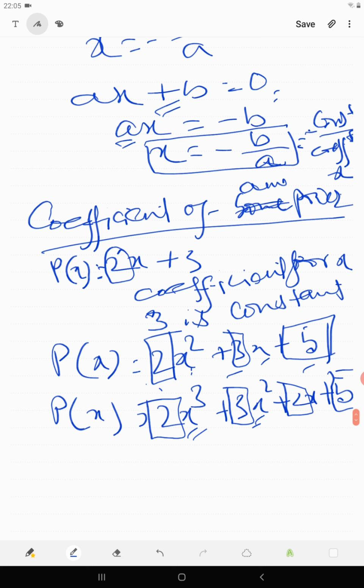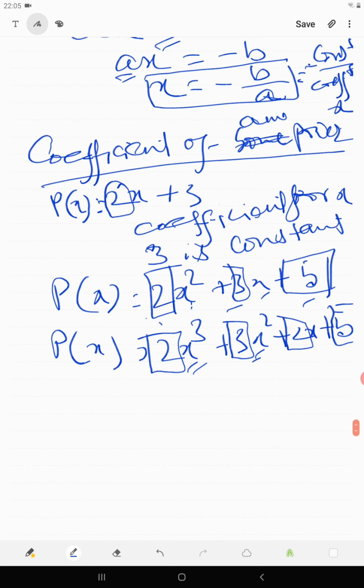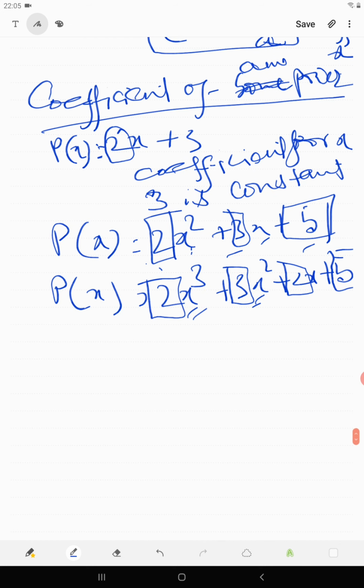Okay, so we have understood what is 0. So 0 is just the solution for which the right hand side of the given polynomial becomes 0. After solving, whatever values of x you are getting, that is the 0 for the polynomial.